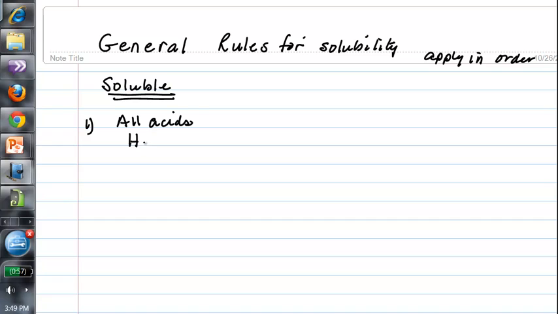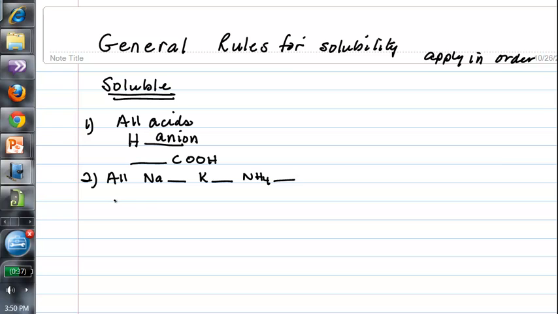An acid starts with H and is followed by some anion, some negative ion, or it ends with COOH. All acids are considered soluble. Rule number 2, all compounds that start with sodium, potassium, or ammonium ions, and all compounds that end with the nitrate ion or the acetate ion are soluble.